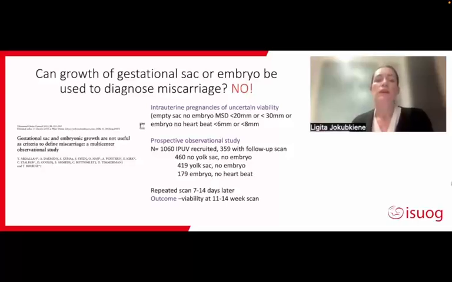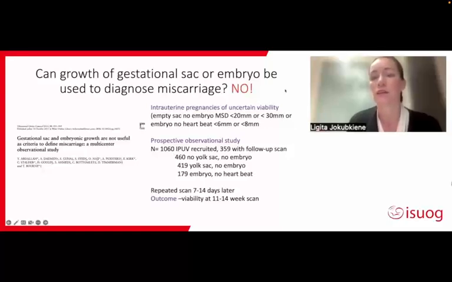Can we look at the growth of the gestational sac or growth of the embryo to diagnose a miscarriage? Of course, we do follow-ups on these pregnancies, and we measure the size and assess whether there has been any growth or not. However, we cannot rely on the mean gestational sac. So here is a study that was published before the new criteria of miscarriage were proposed.